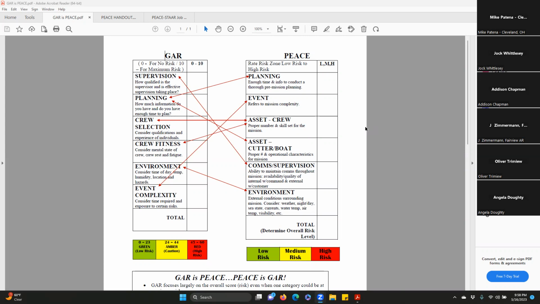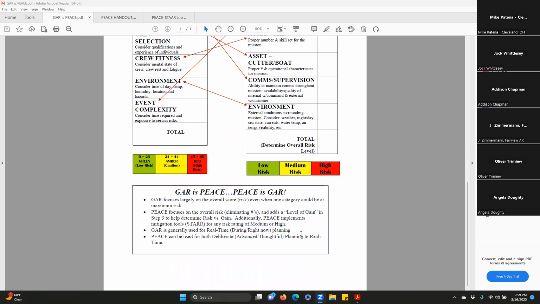If you take the risk management TCT course, you'll go through all this. Over on this side is the old GAR, which was a 1 through 10. And this just shows you what pieces, which is low, medium, high. So it's all the same stuff, it's just put a different way.